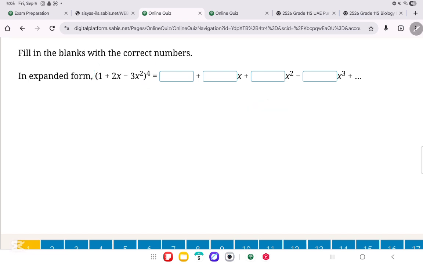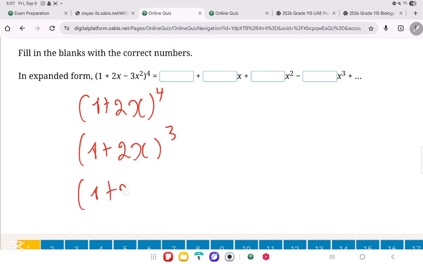Now, as you notice, we have what? We have for our a's (1 + 2x)^4, (1 + 2x)^3, and (1 + 2x)^2. (1 + 2x)^2 is easy. You guys should know how to do it. I'll do it later. But now we need to focus on these two. Let us first start with (1 + 2x)^4.